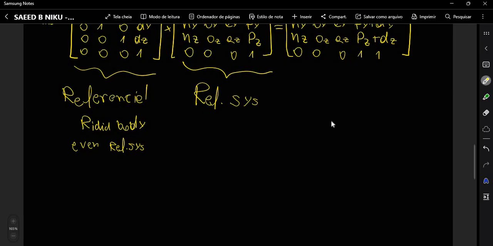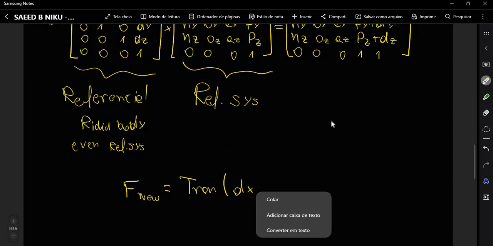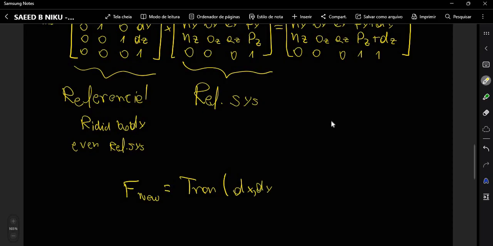And we can write this equation: the new matrix that represents the final orientation and position is the transformation, and we write this transformation dx, dy, dz, times the old position of a rigid body or a vector, which is a referential.